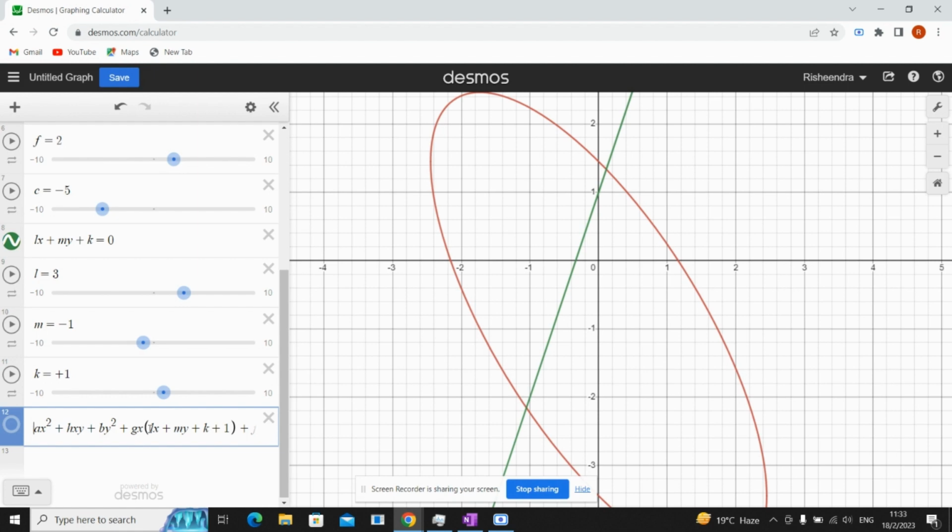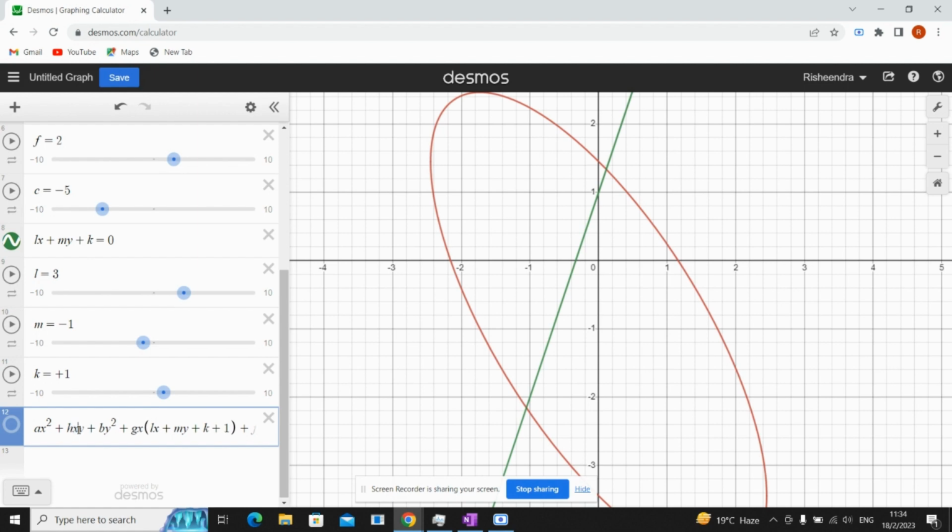If you multiply ax square with lx plus my plus k plus 1, the answer will have an ax l cube term. A cubic equation is not a form of a pair of straight lines, so we do not multiply this with the other terms, with the line. Get it?